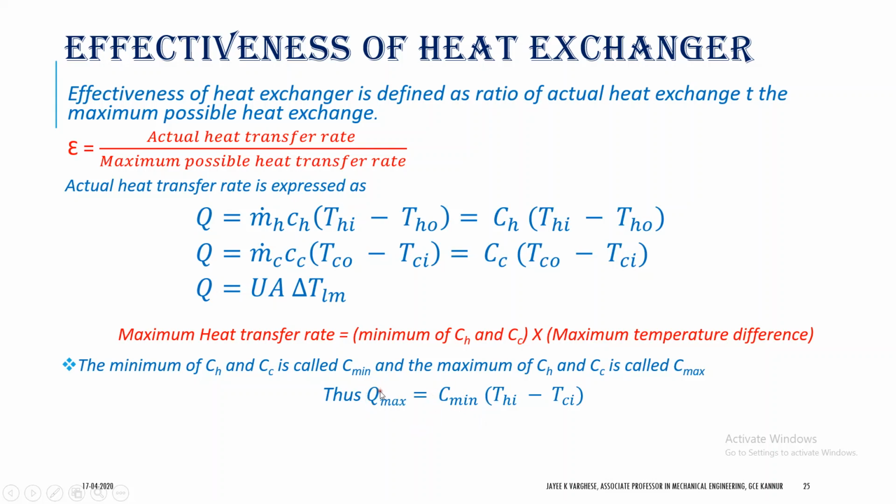Now the maximum heat transfer is given by the minimum heat capacity rate times the maximum possible temperature variation, that is Thi minus Tci. Whether the hot fluid or the cold fluid is the minimum fluid, the maximum possible heat transfer is given by C min into Thi minus Tci. So now epsilon is equal to the actual heat transfer rate divided by the maximum possible heat transfer rate.